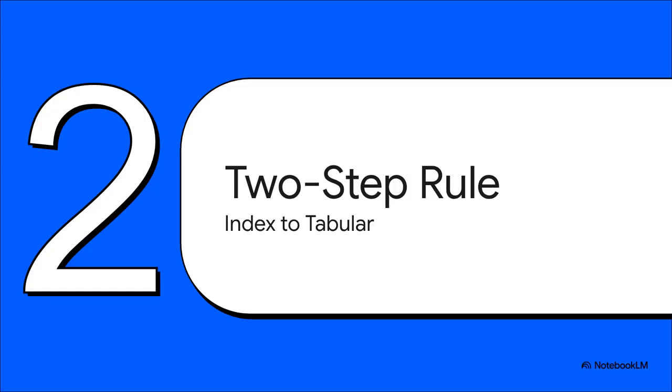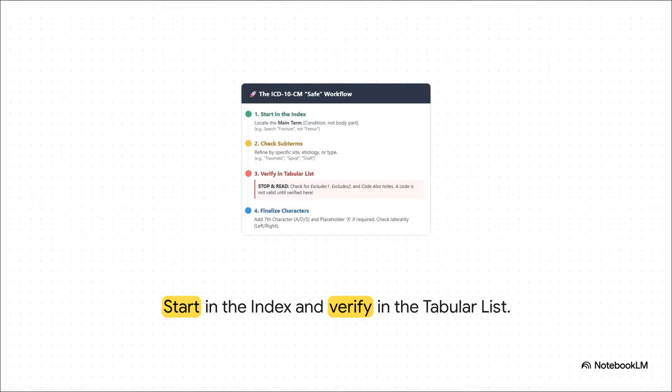Moving on to Section 2, the two-step golden rule, index to tabular. You might be wondering, how do we actually find these codes? You've got to use the SAFE workflow. Step 1, you always start by locating your main term in the alphabetic index. But wait, you do not stop there. Step 2, you must verify and finalize that code in the tabular list to catch any vital instructional notes. It's a two-step dance every single time.